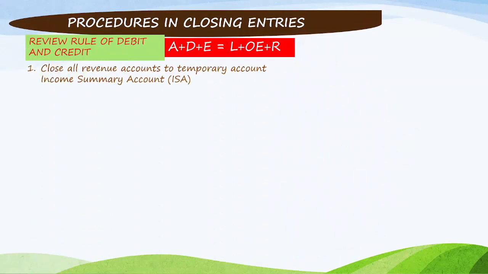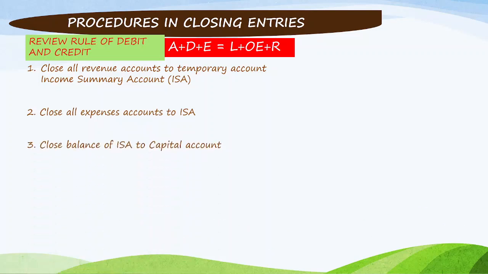First is to close the revenue accounts to the temporary account called the income summary account, or we term that one as ISA. Second is to close all expenses accounts. Third, to close the balance of ISA to capital account. And lastly, to close drawing to capital account.